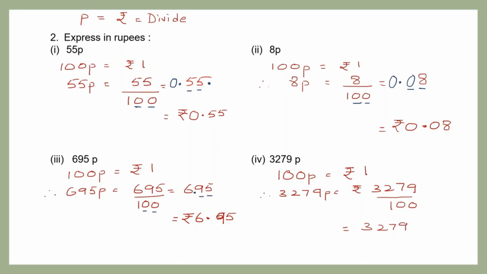3279. And since 100 has 2 zeros, I move my point 2 places to the left and my point comes here. So what is my final answer? 32.79. So that's 32 rupees 79 paise.